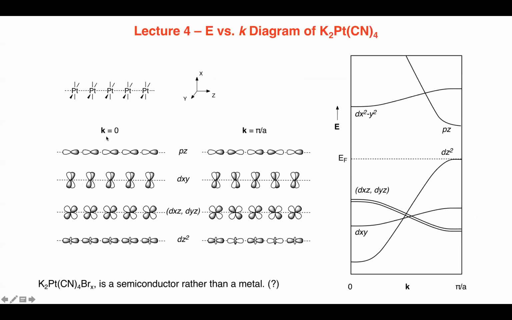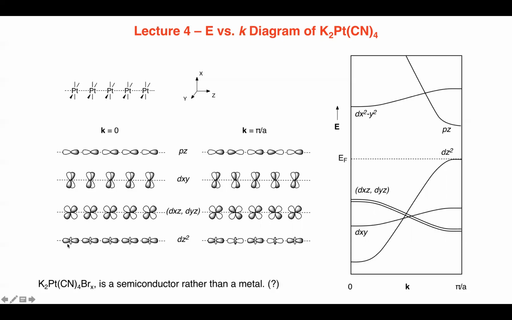Here we've taken solutions for the Bloch function in E versus K sense. I've plotted those solutions over here on the right for the various orbitals, and I've shown you the Bloch functions down below. So let's just start by looking at the orbitals, and then we'll go over to talking about this E versus K diagram. So let's look at dz squared down here on the bottom.